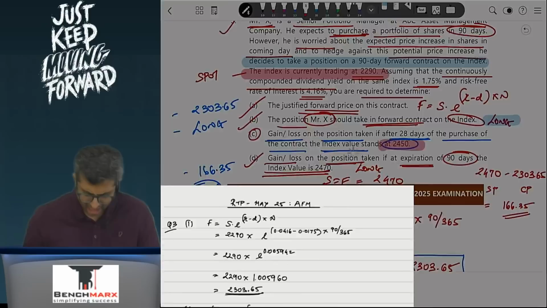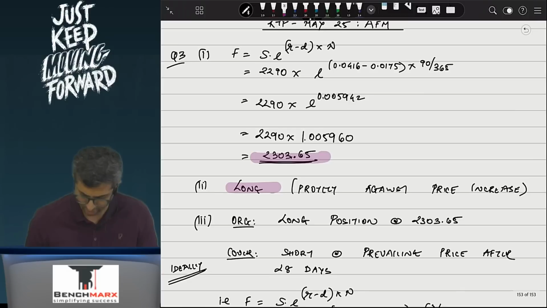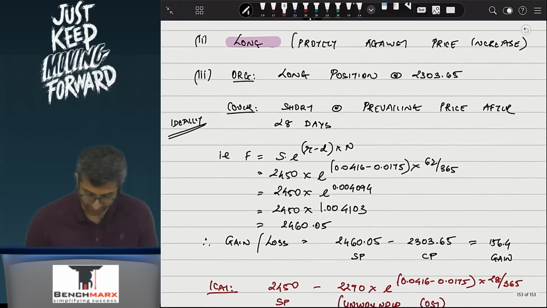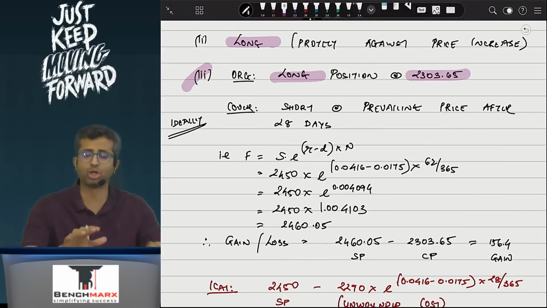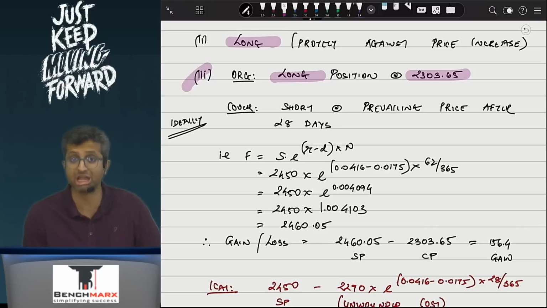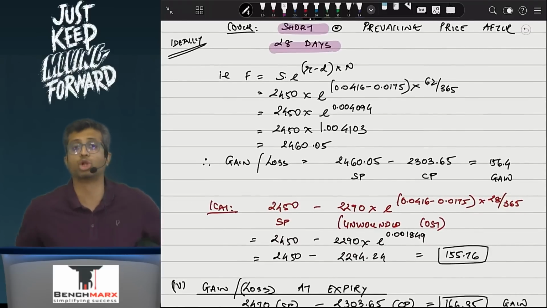So what I've tried to do is, I've given you the solution over here, point 1, as we see, 2303.65, long, because you want to protect against price increase. Now if I look at the third case, your original position was clearly a long position at 2303.65, and 28 days have gone by. If you want to find a gain or loss, you will say that I will cover it by taking the opposite position, that is I will sell it, but I can't sell in the spot market. I'll have to take a reverse forward, or the opposite position, I'll sell it short at the price prevailing after 28 days. Now I don't know what the price is after 28 days, but being a derivative, the price will also depend on the spot price today.